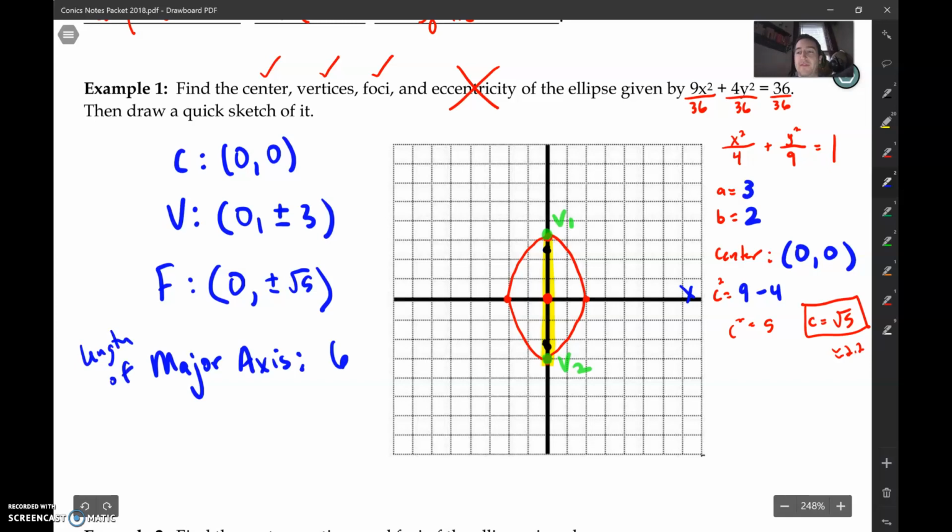What about the length of the minor axis? That would be this direction, which would be 4. Okay, so there's a lot of different questions that you might see. You might have to work backwards. I might give you the length of the major axis and then tell you to find A. Remember, A is just half of the major axis.